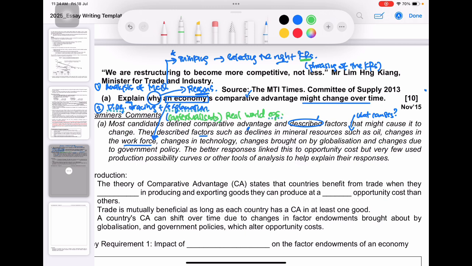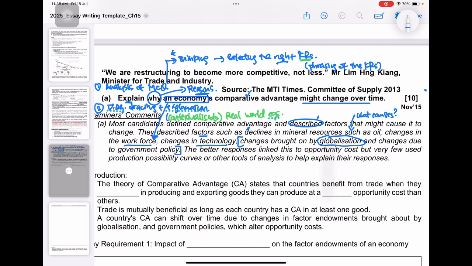Okay, so later on you look at the subsequent part about changes in technology, changes brought on by globalization, and changes due to government policy. I must say that the subsequent 2 points are actually better. The reason is because this is actually an event. This is also an event. Okay, so this event itself, we want to see how it causes the change in factor endowment.